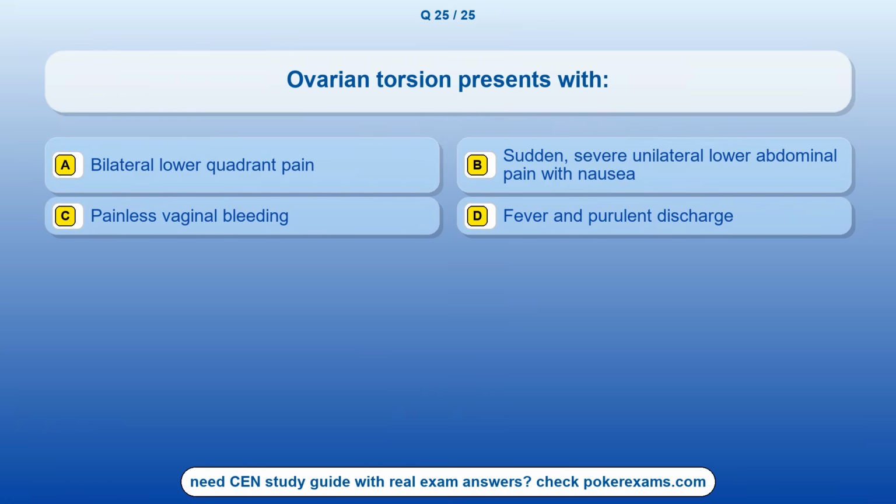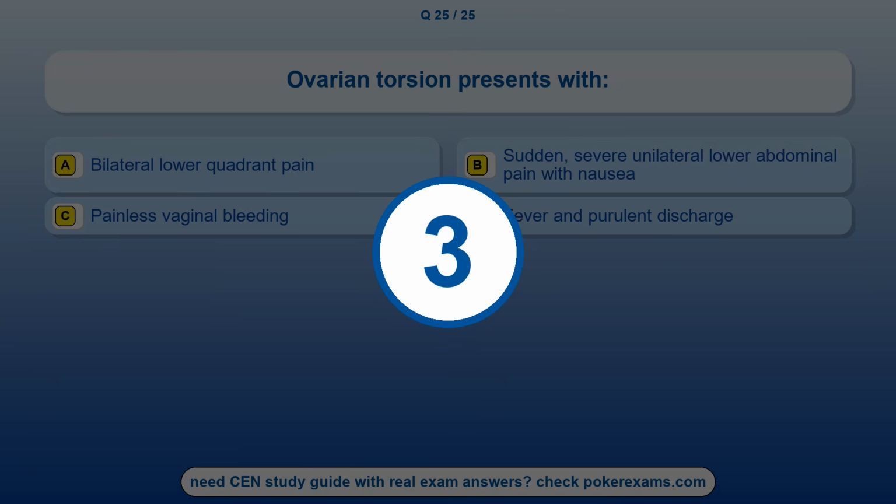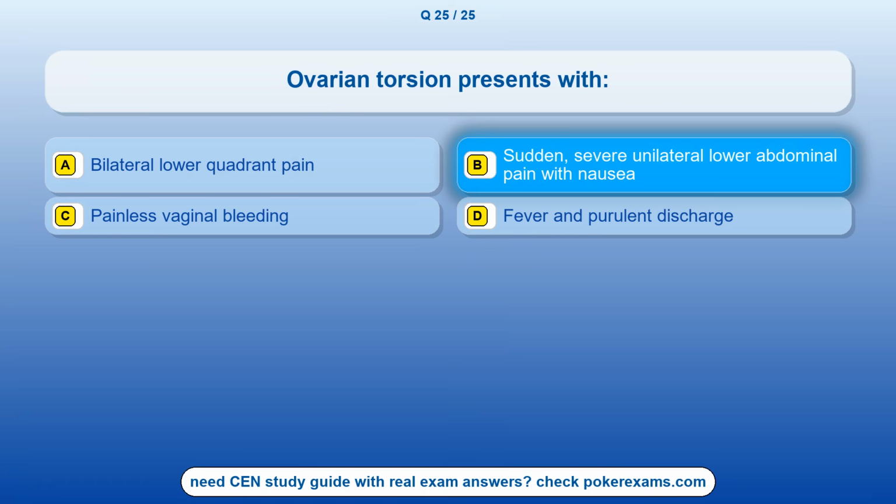Question 25. Ovarian torsion presents with: Option A, bilateral lower quadrant pain. Option B, sudden, severe unilateral lower abdominal pain with nausea. Option C, painless vaginal bleeding. Option D, a fever and purulent discharge. The correct answer is option B, sudden, severe unilateral lower abdominal pain with nausea.